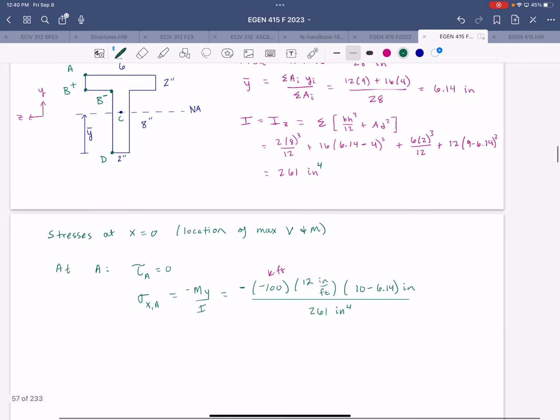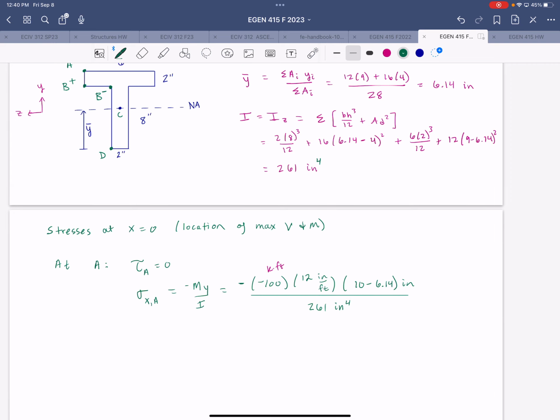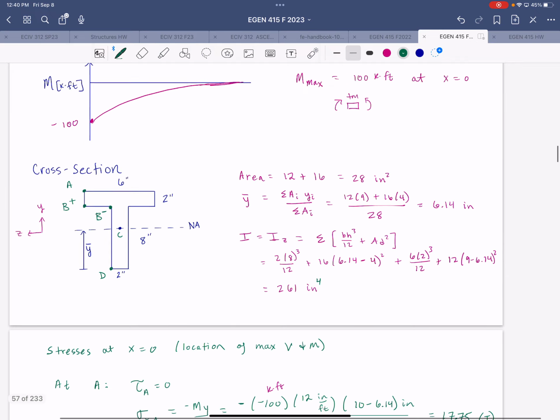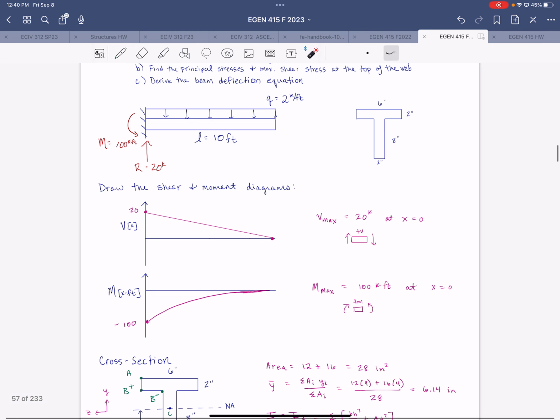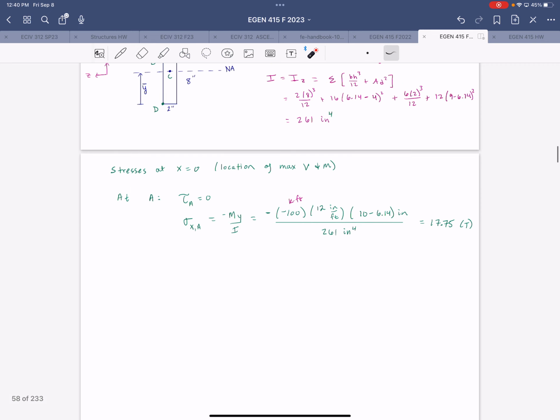So this comes out to be 17.75 ksi, and it's going to be in tension since we got a positive result. All right, so as a gut check, that makes sense, right? A cantilever beam with a uniform load on it is going to deflect like this, where the top fibers will be stretching and the bottom fibers will be compressing. So at the top, we expect to see tension.